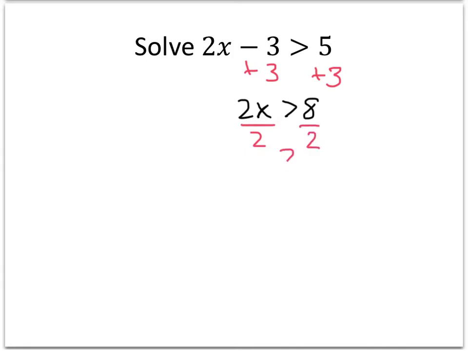So does that change the direction of the inequality? Well, what we'll see is that if you multiply or divide both sides of an inequality by a positive number, then everything stays the same. But if you multiply both sides of an inequality by a negative number, then you have to change the direction of the inequality. Let's think about why that is.